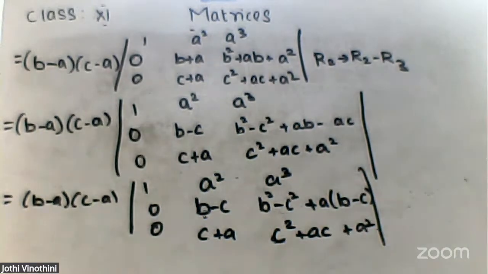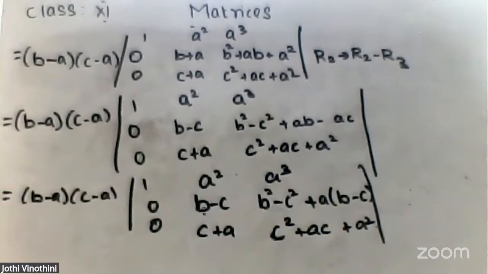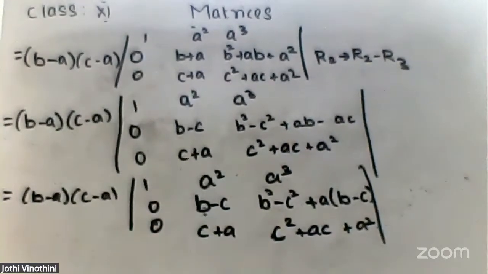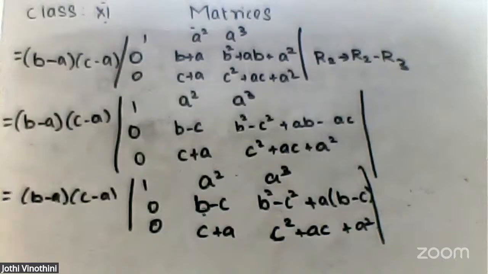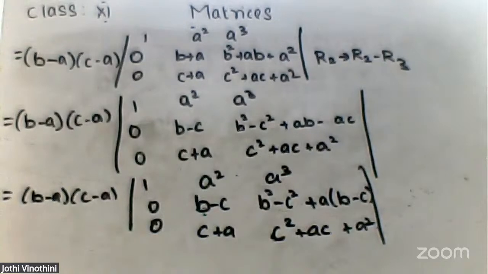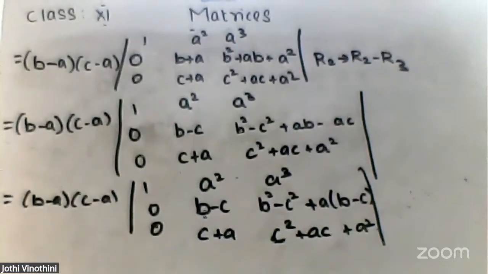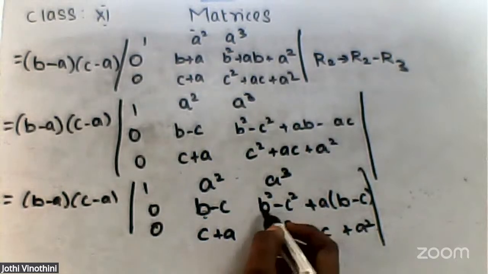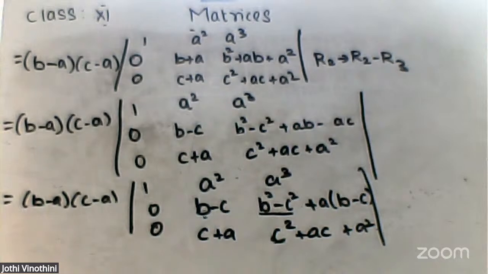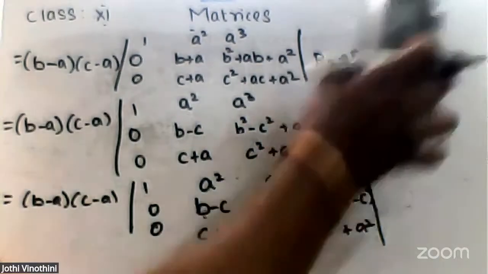So, do you guys have any doubt in this? Okay. So, shall we move to the next step? Yes. The next step is, here it is B squared minus C squared. We can rewrite it as B plus C multiplied by B minus C. Shall we? Yes.